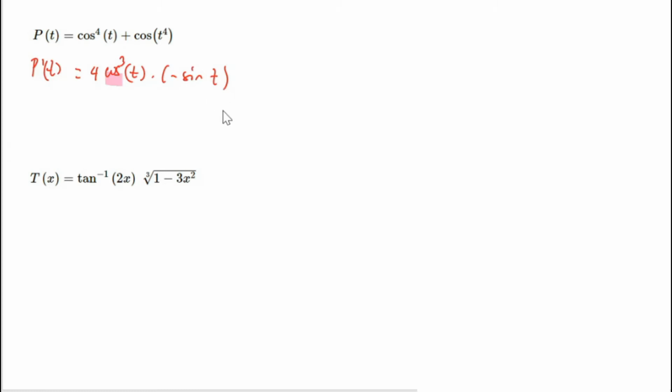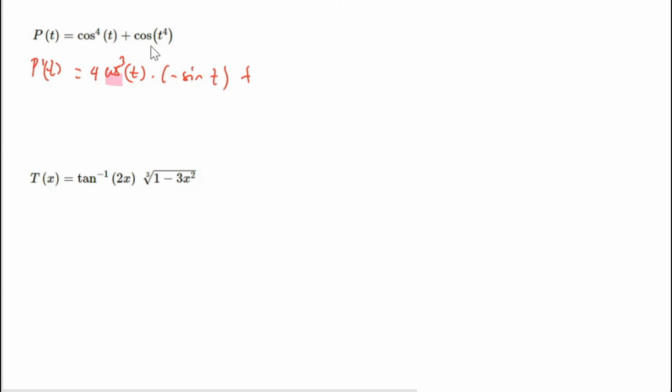But just in case the measurement of the angle will not give us a derivative of 1, then we have to use again the chain rule. So that is now for the first term. Now on the second term, we have plus cosine of t raised to the fourth power.